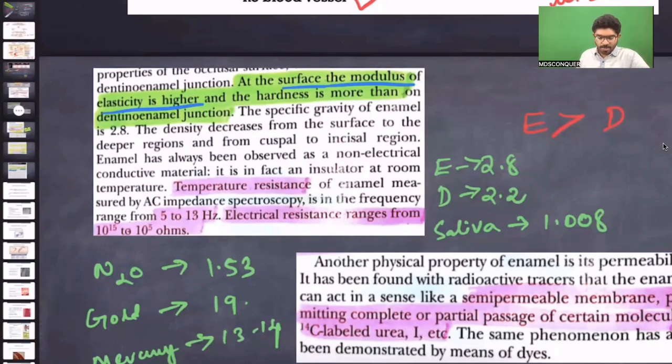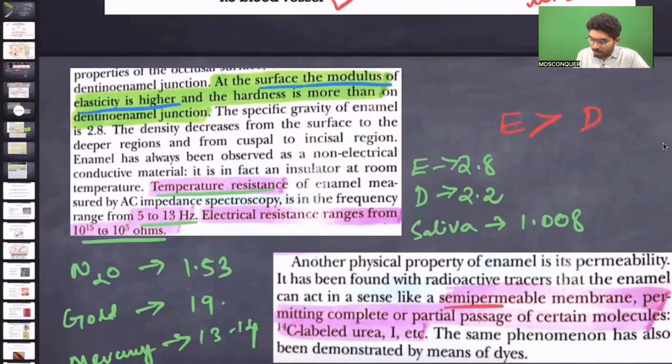So the next important aspect I want to stress on is the value, that is temperature resistance value of your enamel, that is 5 to 13 hex. And electrical resistance value is 10 to the power of 5 to 10 to the power of 15 ohms. Clear, guys? And enamel is semi-permeable.